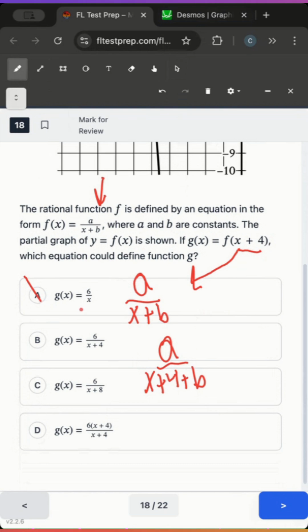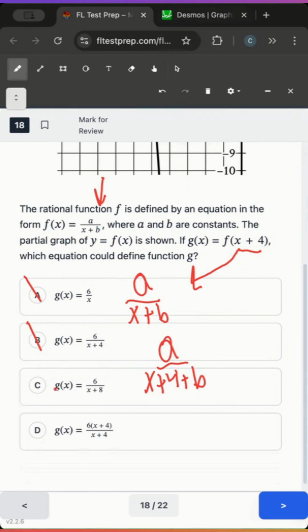A is not going to be the correct answer. 6 over x, well, where's the plus 4? Where's the plus b? It's not going to be A. B is not going to be right either because, well, it is x plus 4. Where's the plus b? No, it ain't there.